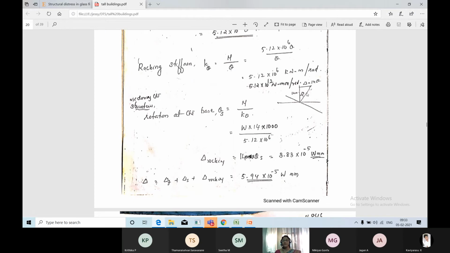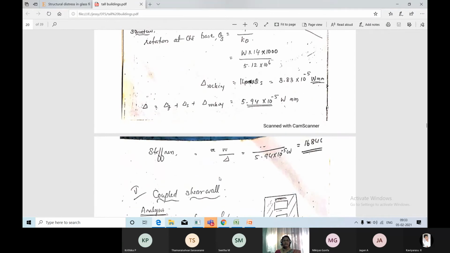So what I have initially done is find the stiffness for an element. Then using that I have found the rotation at the base for the entire structure. Then from there I have calculated the delta rocking. So the total deflection is equal to delta flexure plus delta shear plus delta rocking. With that you can calculate again the stiffness, load by deflection.